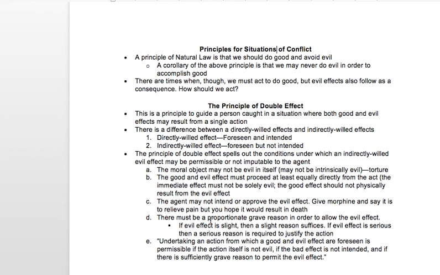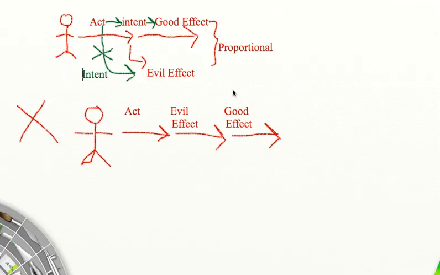And then there must be a proportionate grave reason in order to allow the evil effect. If the evil effect is slight, then a slight reason suffices. If the evil effect is serious, then a serious reason is required to justify action. So again, this is saying that the good effect and the evil effect must be proportional, right? If you want to achieve something good, and there is a double evil effect, then you have to ask: does the good thing you're achieving justify this evil you're allowing?